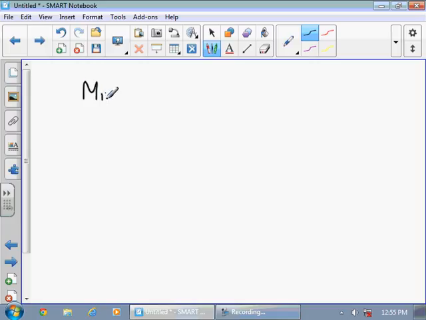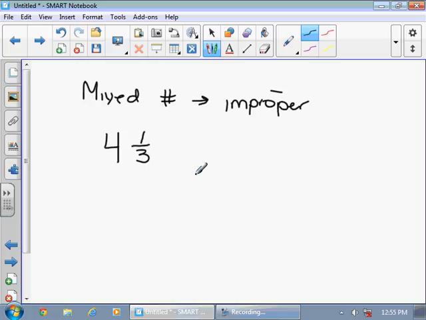All right, so we're doing mixed to improper. Okay, let's say I have 4 1/3. The first step said to take this whole number and multiply it by your denominator. So I'm going to multiply 4 times 3 and get what? Okay, now, that's first. Your second step said take this product and add your numerator, which is 1.